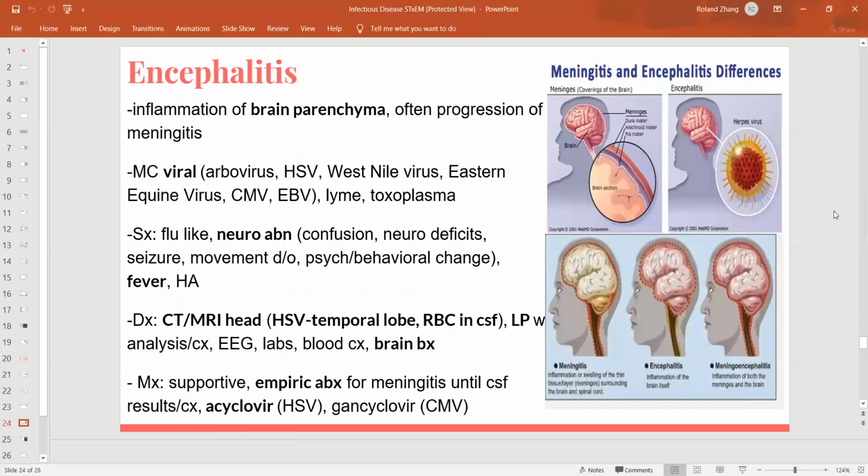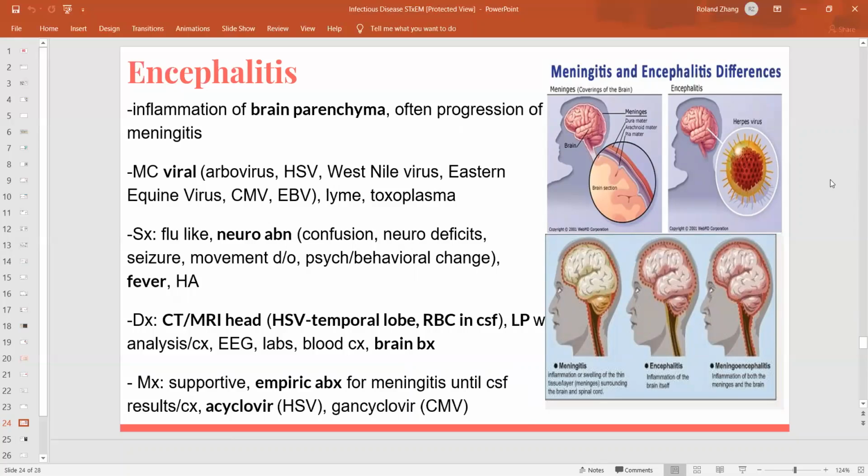Encephalitis is inflammation and infection of the brain parenchyma, the brain tissue itself. It's often a progression of the meningitis, but sometimes with these viral infections, you can get gross encephalitis without the meningitis. Most common will be your viral infection, herpes, and Epstein-Barr, and recently the West Nile virus. Bacterial and protozoa-wise, you can get it with Lyme and toxo as well, but usually that's with your immunocompromised patient or patient with untreated Lyme.